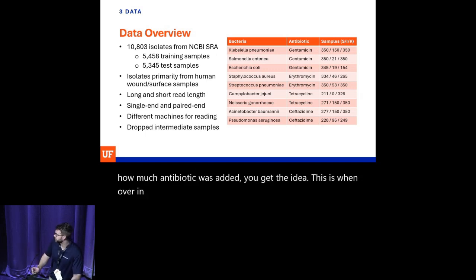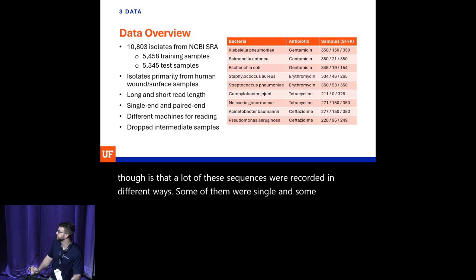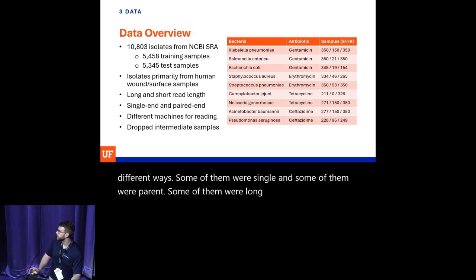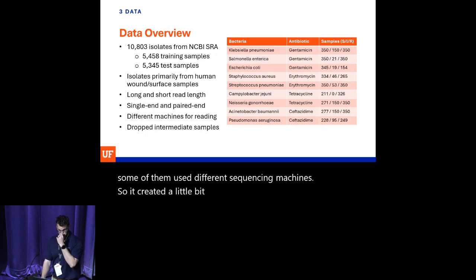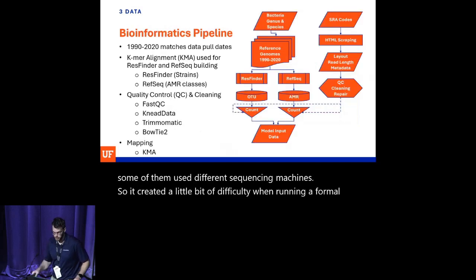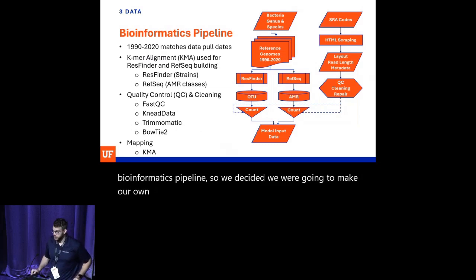One of the things that wasn't discussed, though, is that a lot of these sequences were recorded in different ways. Some of them were single-end, some of them were paired, some of them were long and short reads, and some of them used different sequencing machines. So it created a little bit of difficulty when running a formal bioinformatics pipeline. So we decided we were going to make our own. And once again, this is just a naive solution.